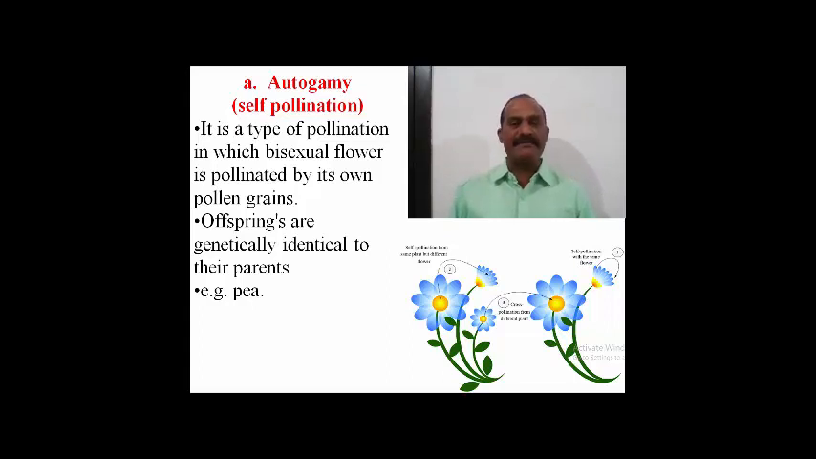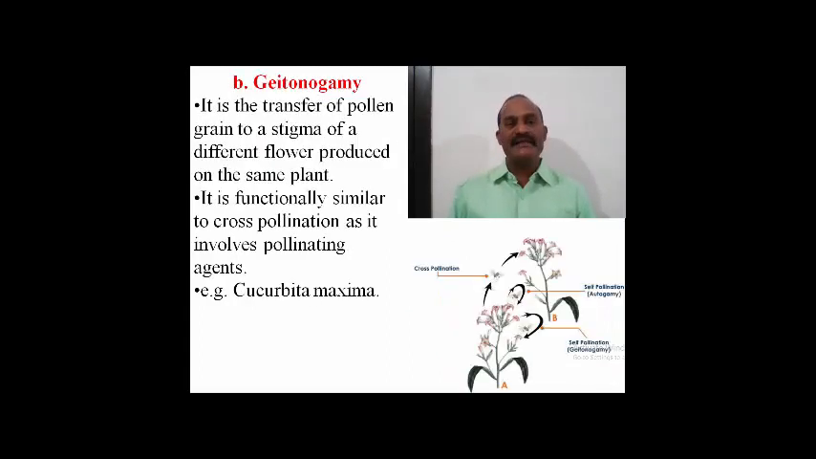That is the best example of explaining autogamy. The second one is called geitonogamy. Now what is geitonogamy? It is a transfer of pollen grain to a stigma of a different flower present on the same mother plant. A different flower present on the same mother plant will result in geitonogamy.